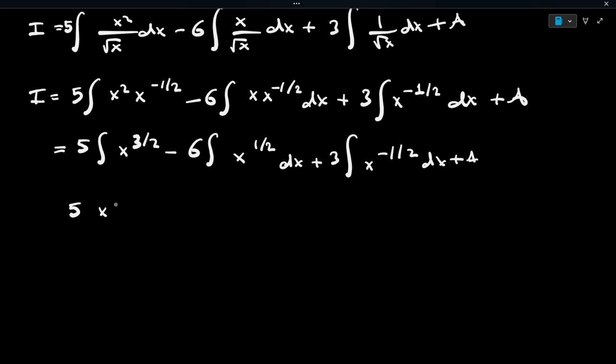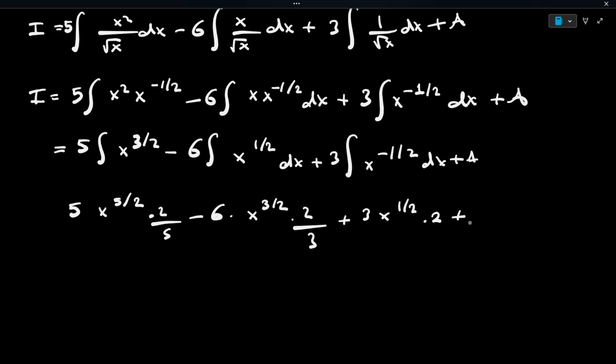5 x to the power of 5 over 2. This is divided by 5 over 2 as well, so I will write 2 over 5 minus 6 by x to the power of 3 over 2 by 2 over 3 plus, I'm just writing the fractions like this instead of writing a division, so the numerator and the denominator change the place. 3 x to the power of 1 half multiplied by 2, right? Yes, really good. Plus, I'm gonna write a one more time. This includes c as well, so I will leave it like this for now.